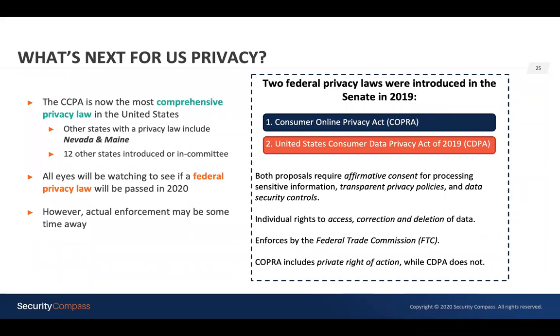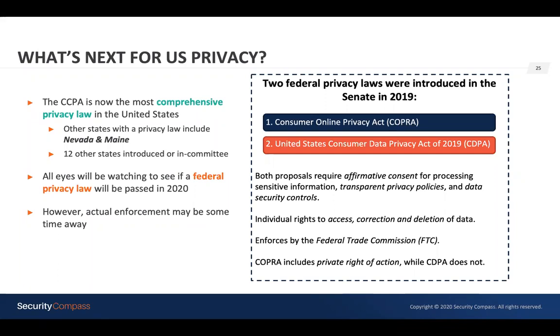So the CCPA is now the most comprehensive privacy law in the United States, but many other states have followed or will soon follow with their own state privacy legislation. The other two US states that have a comprehensive privacy law in place right now are Nevada and Maine, but there are up to 12 other states that have privacy bills introduced or in committee.